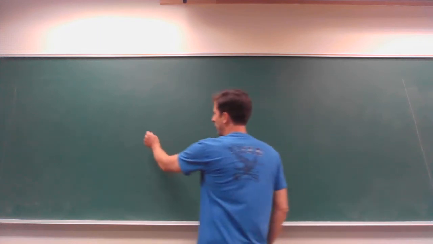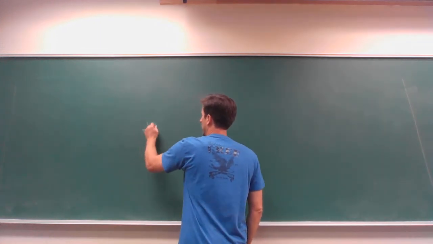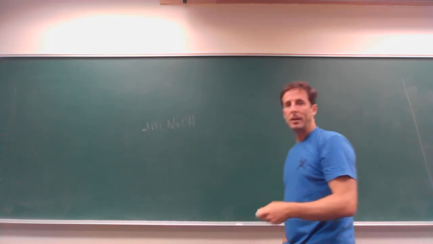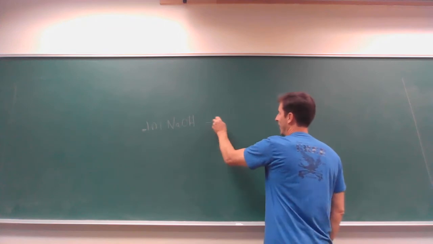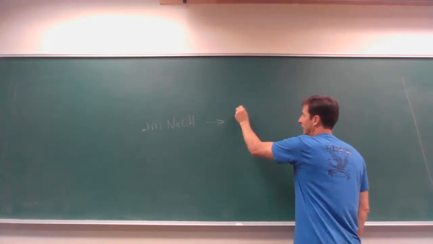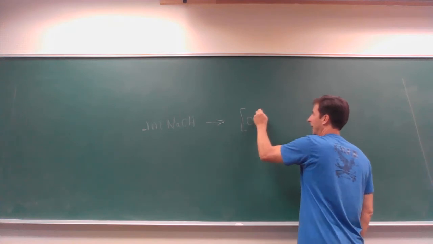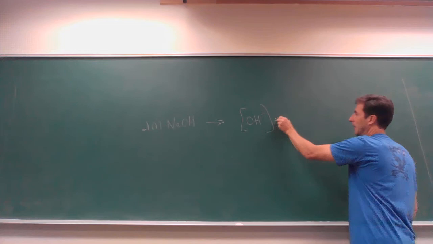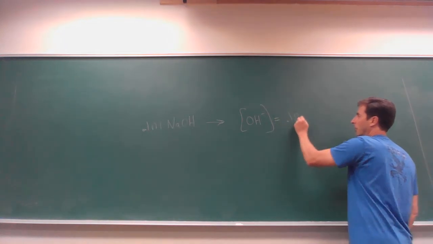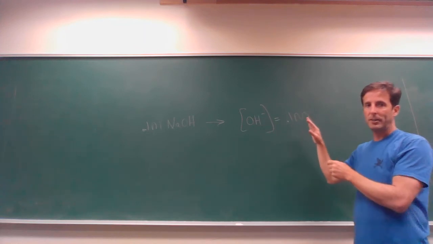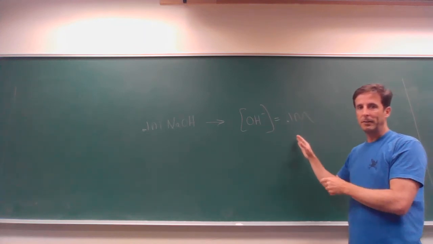If I have 0.1 molar sodium hydroxide, when you put it in solution, it's going to convert into sodium ions and hydroxide ions. So essentially what I know is that my hydroxide concentration is going to end up being 0.1 molar also. The concentration of the strong base equals the concentration of the hydroxide.